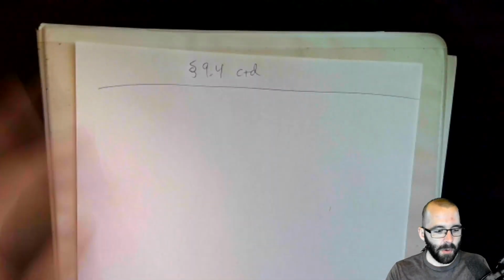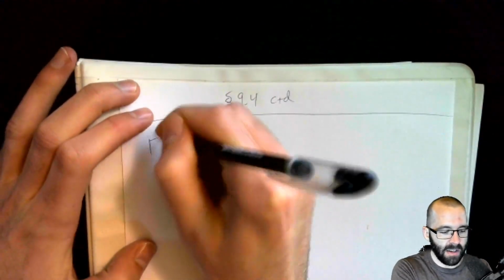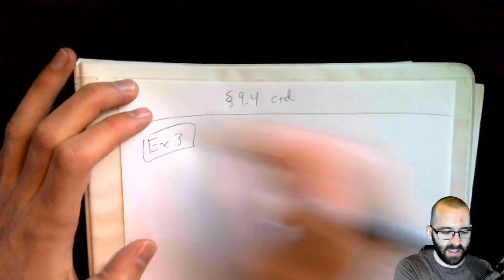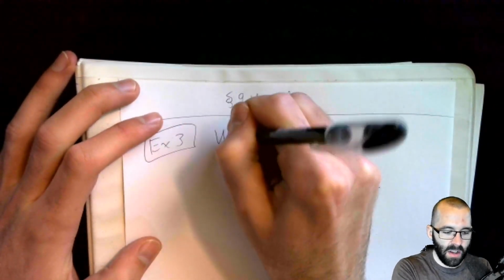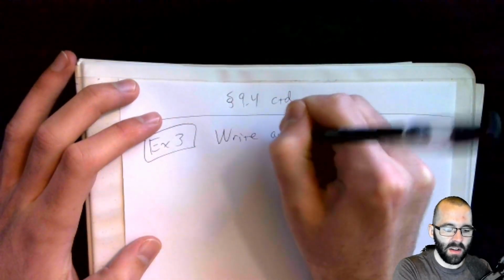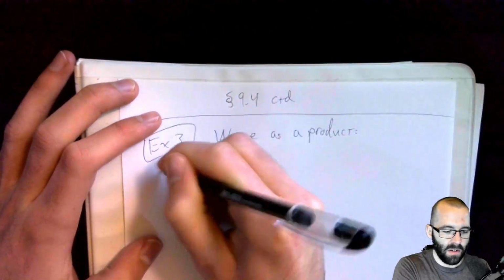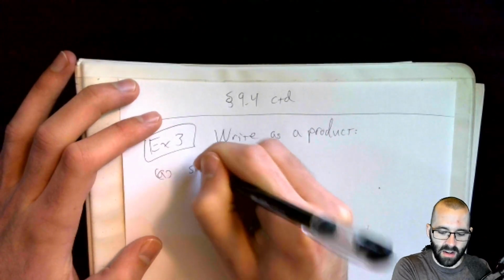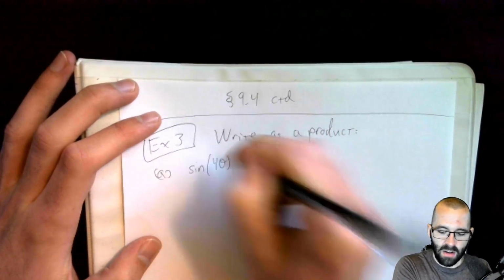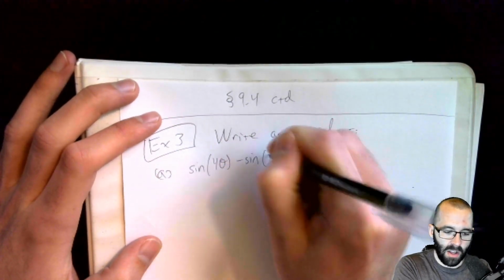Okay, so let's go on to example 3. We did examples 1 and 2 last time. So write the following as a product. Okay, part A is going to be sine of 4 theta minus sine of 2 theta.